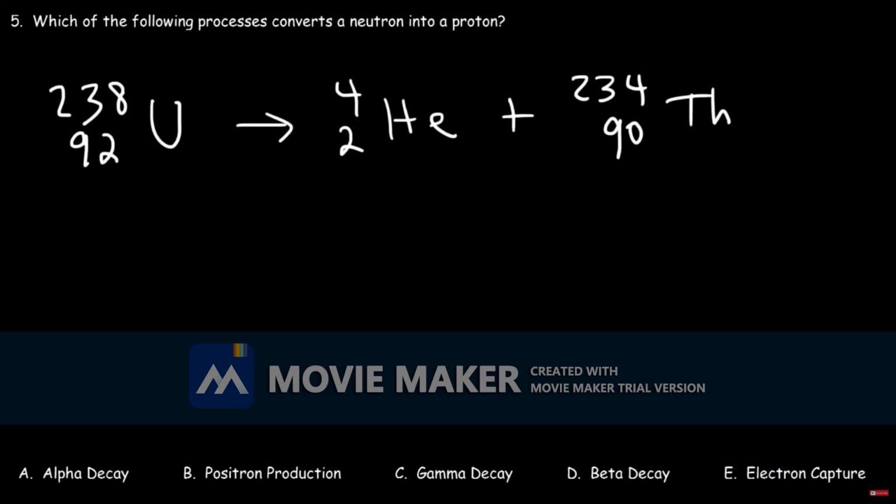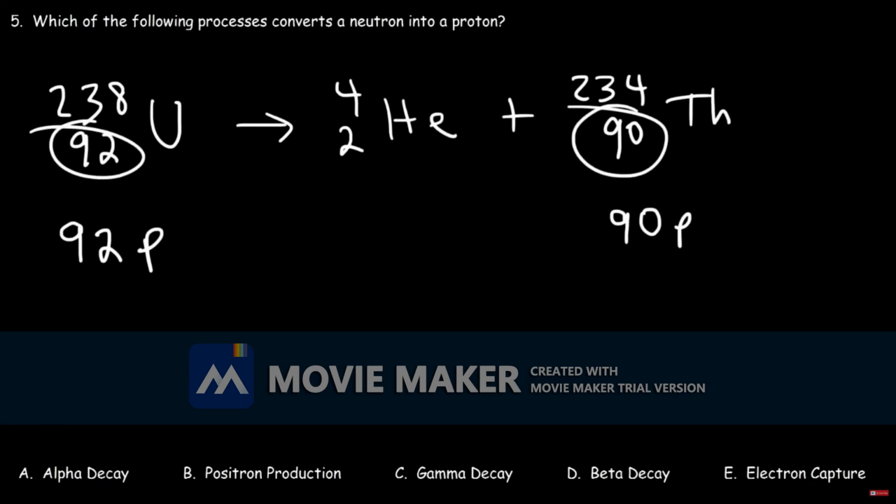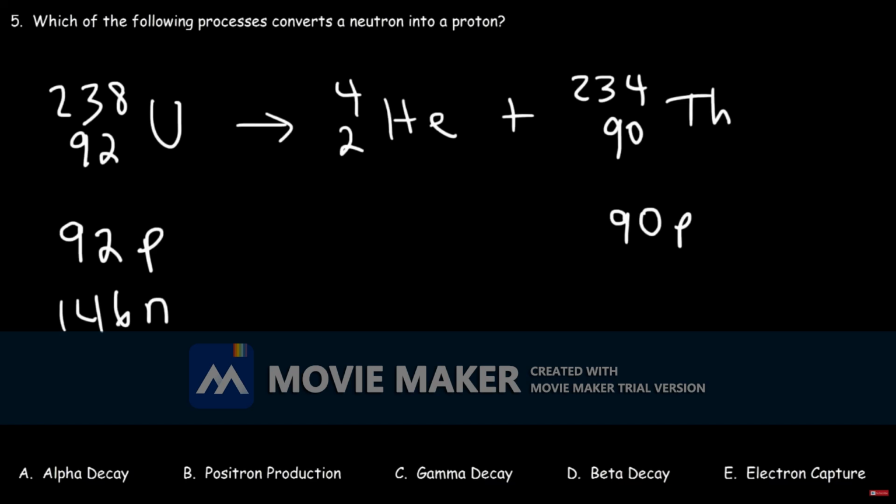Thorium-234 and thorium-230 are isotopes of each other. They have the same number of protons but different numbers of neutrons. Now uranium-238 has 92 protons. Thorium-234 has 90 protons. The atomic number gives the number of protons. The number of neutrons is the difference between the mass number and the atomic number. So 238 minus 92 is 146, and 234 minus 90 is 144.